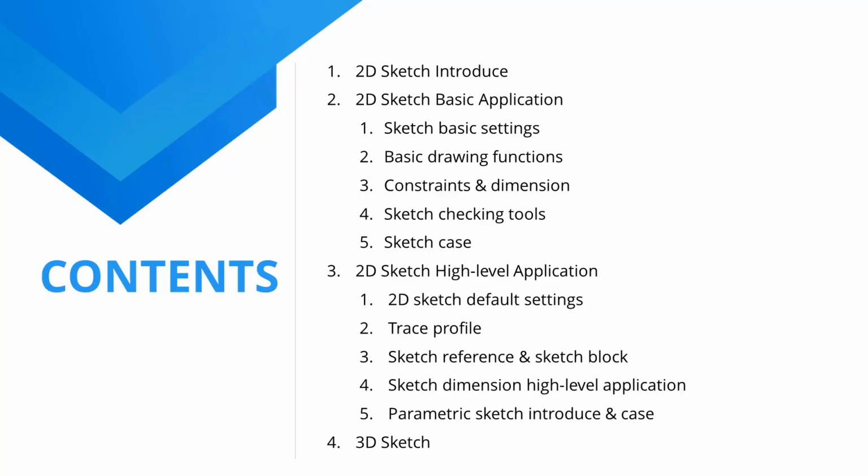Today's training will be divided into 4 parts. In the first part, I will have the basic introductions for the 2D sketch. And in the second part, I will introduce the basic applications, including the basic setting, drawing functions, constraints and dimensions, and finally, I will take an example to show you how to create a 2D sketch in ZW3D. In the third part, I will introduce the high-level applications, including the trace profile, parametric sketch, and so on. And finally, in the fourth part, I will introduce the 3D sketch.